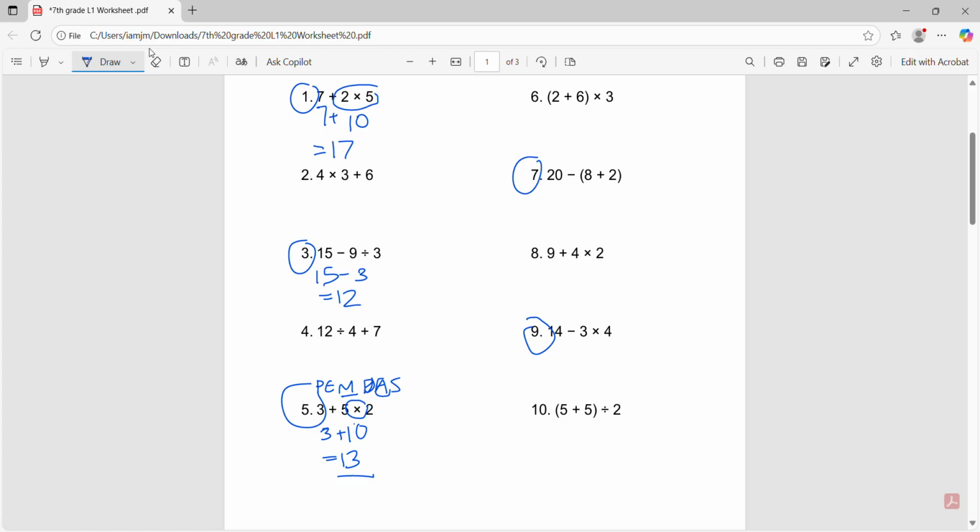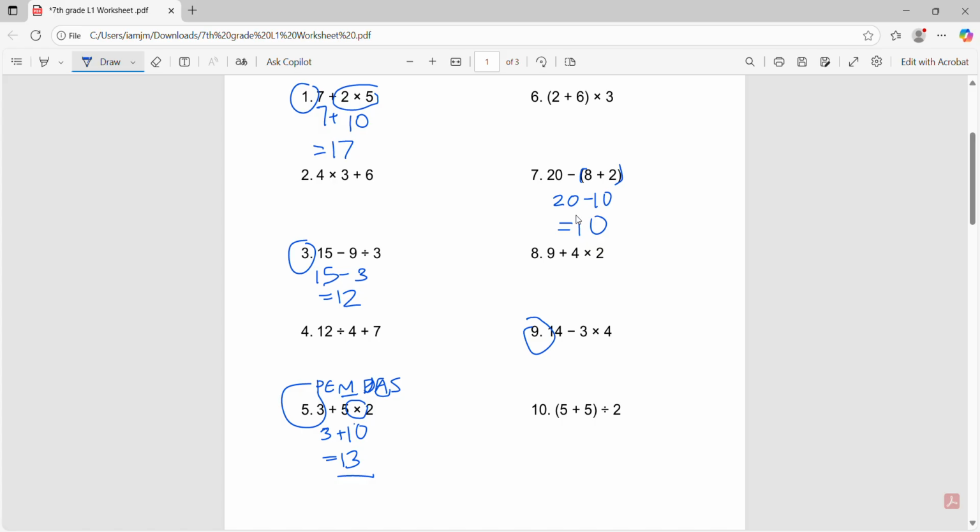Number 7, our next question. 20 minus open parentheses, 8 plus 2, close parentheses. Now things got a bit interesting. We would be solving the expression that is, I guess, trapped inside the parentheses first before solving any other expression, any other signs like subtraction. So what we should be solving first is 8 plus 2, which is 10. Bring down 20. 20 minus 10 equals 10.